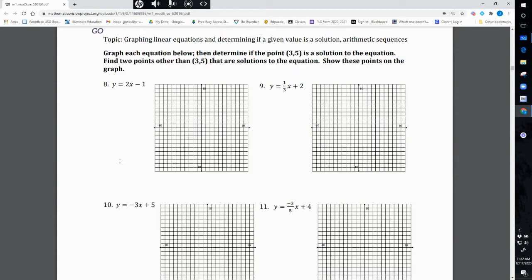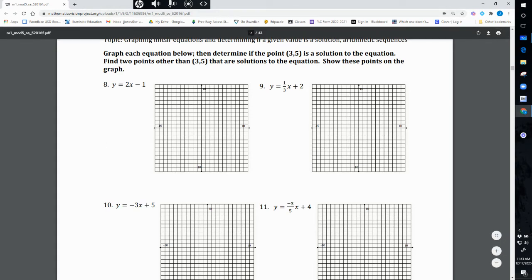All right, now the go section. Graph each equation below. Then determine if the point (3, 5) is a solution to the equation. Find 2 points other than (3, 5) that are solutions to the equation and show these points on the graph. All right, so let me just show you what this is talking about.